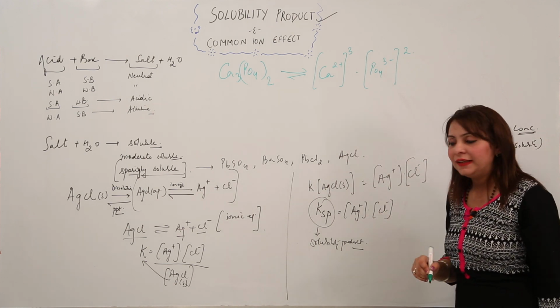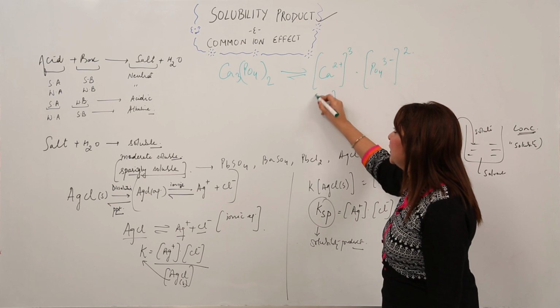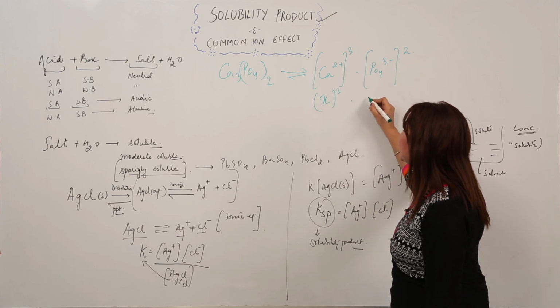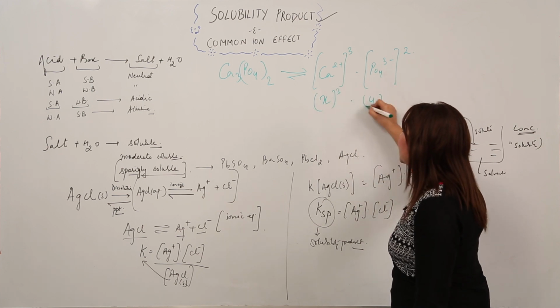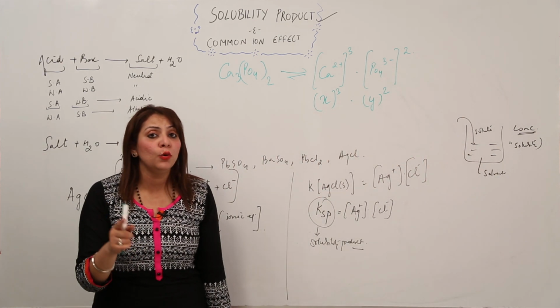So it comes out to be this, right? Suppose we take the concentration of this as x, so that means it is x cube, and if we take the concentration as y, it comes out to be y squared. So it matters a lot, right? So we have to consider the atoms as well as the moles involved, right?